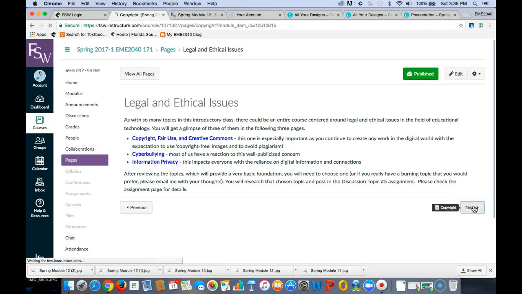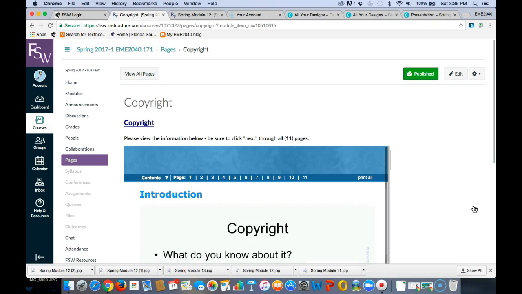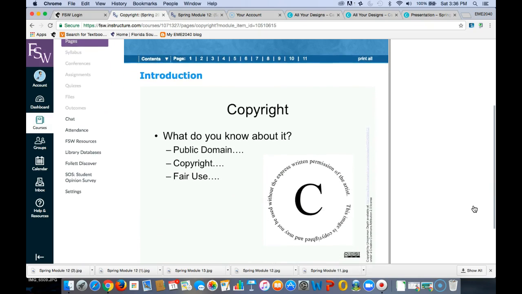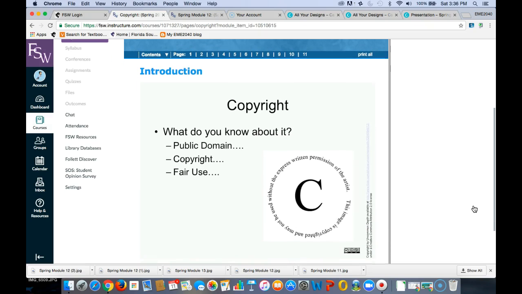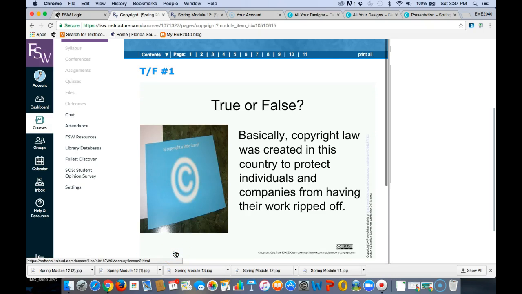And as we go through the pages here, you'll see that there is a document that is related to each one of them. So for the copyright one, there is a little embedded slideshow that has some information, some questions, some links, etc. There's 11 pages here, so make sure that you go through each of the pages. You can access it down here. You can also access the pages up here. Okay.